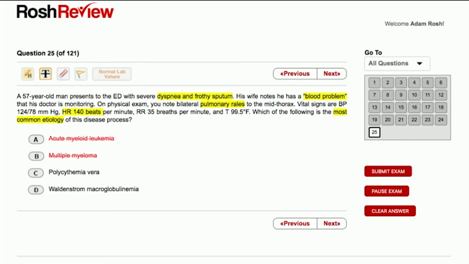Now let's go to answer choice C, polycythemia vera. So here, it could be described as a blood problem, but in board questions, we'll usually be given a hematocrit or a hemoglobin level. We may be told that they have pruritus or plethora, and we get none of that here, right? And so the test writers aren't giving us any more hints that this could be polycythemia vera. So I'm going to cross that out.